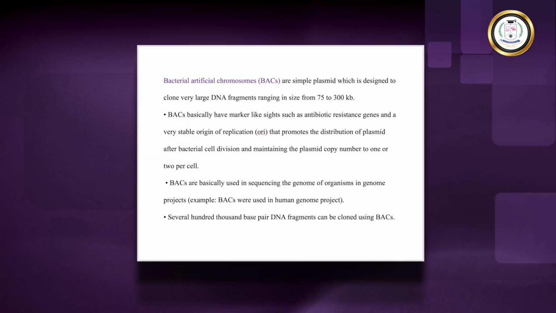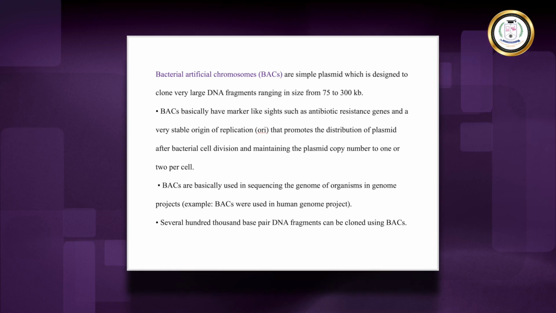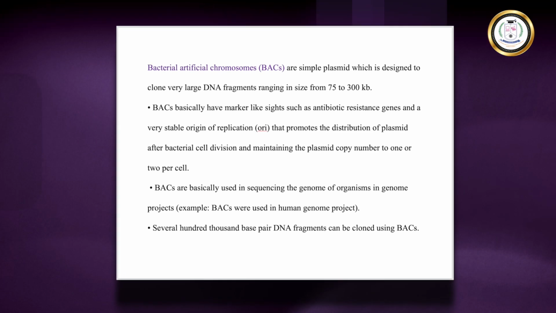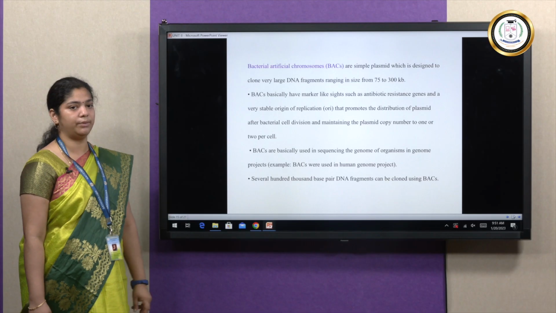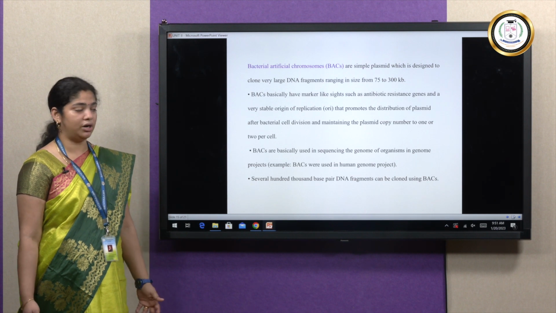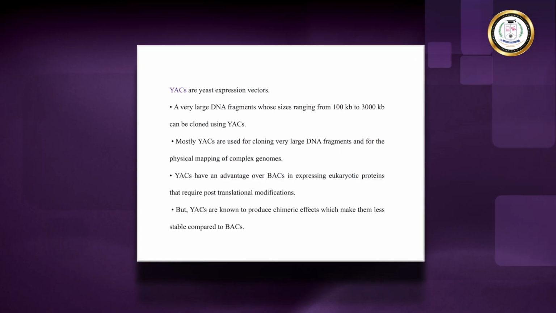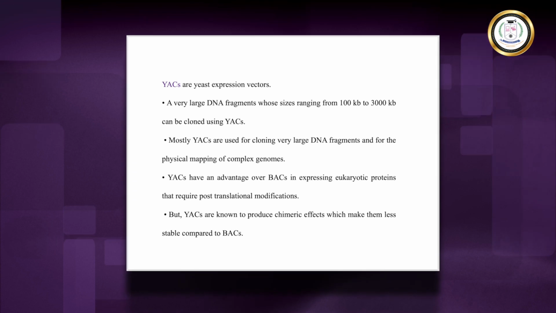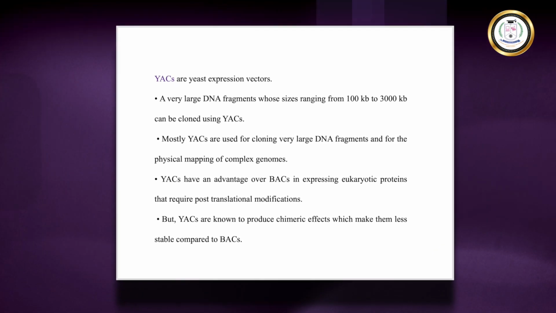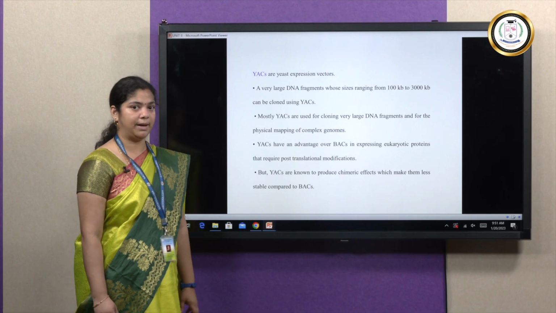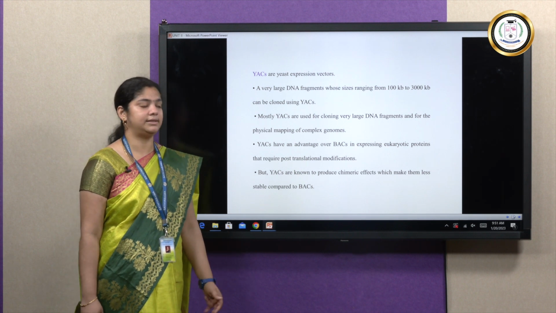BAC is a very simple plasmid and the DNA fragment size can range from 75 to 300 kb, and generally it is used in sequencing the genomes of higher order organisms. YAC is a yeast expression vector used for cloning very large DNA fragments and for physical mapping of target sequences.